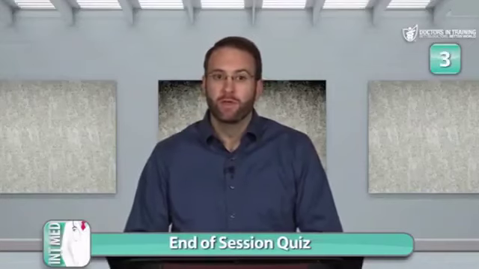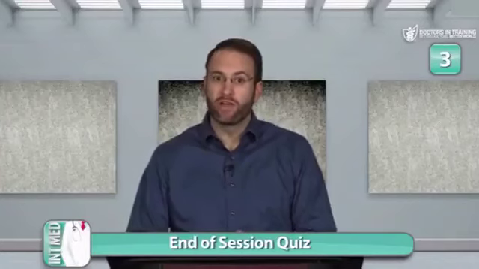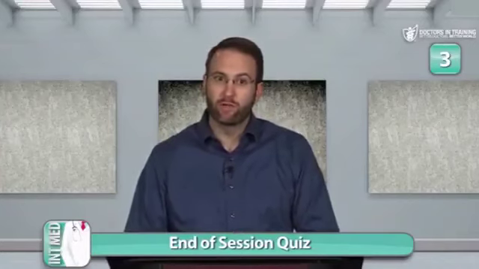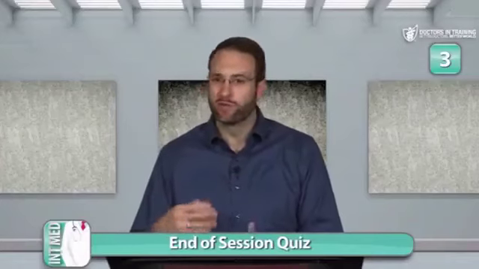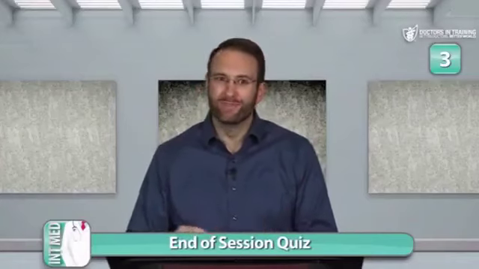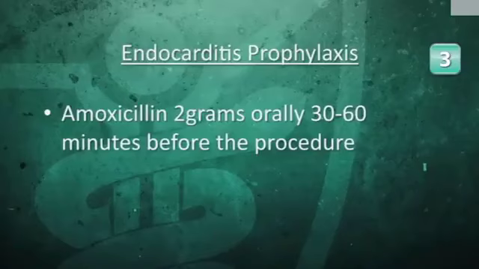Next question. In a patient who requires endocarditis prophylaxis, what antibiotic regimen is appropriate? So we've fulfilled our 2 requirements. We're going to give someone antibiotics. Well, what are we going to give them? Well, generally we prescribe amoxicillin, and we give 2 grams orally 30 to 60 minutes before the procedure.